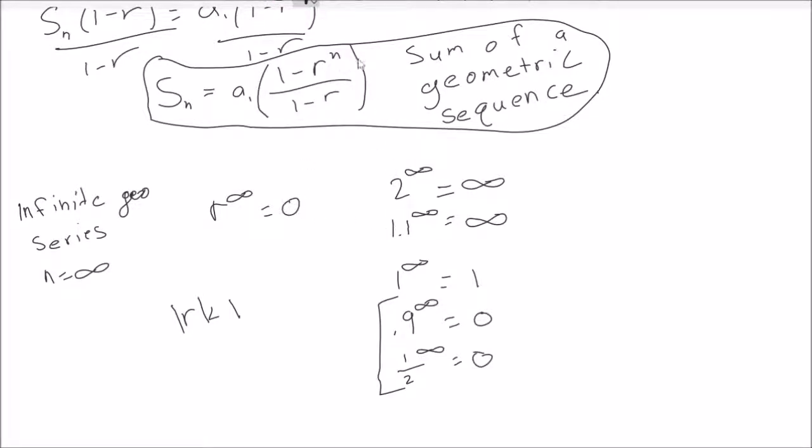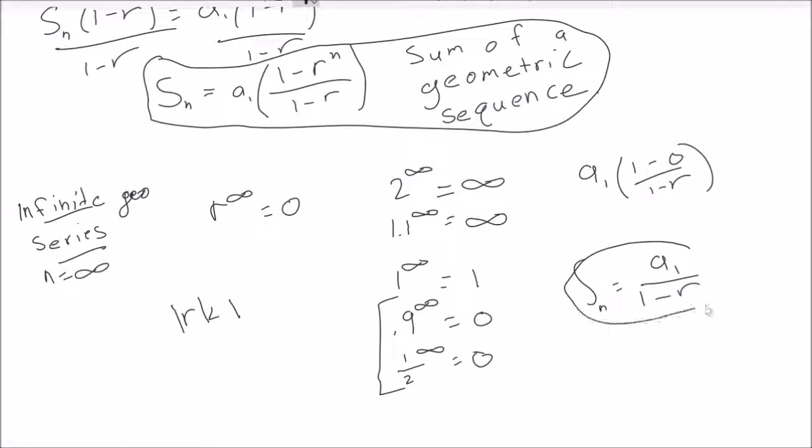Now, given that it equals 0, let's rewrite this equation. I'm going to do it over here. Okay, so I would have a sub 1 times 1 minus 0 over 1 minus r. I can simplify that. So that would then be a sub 1 times 1, that's a sub 1, and then I have 1 minus r. That just got a lot easier. So this now is the equation for how you sum up an infinite geometric series. So you might make that little note, you're going to want that in your notes.